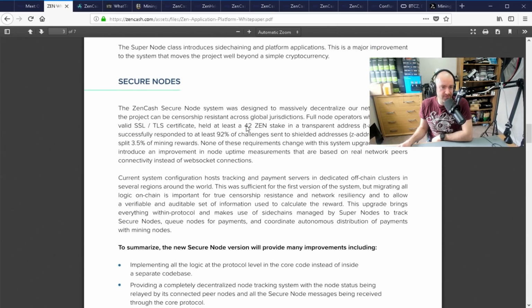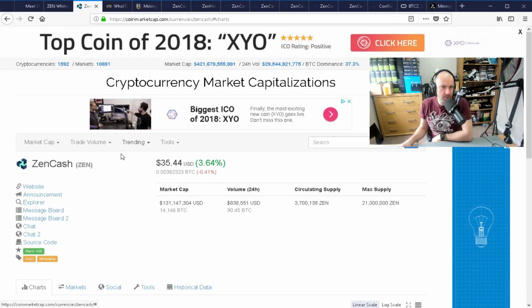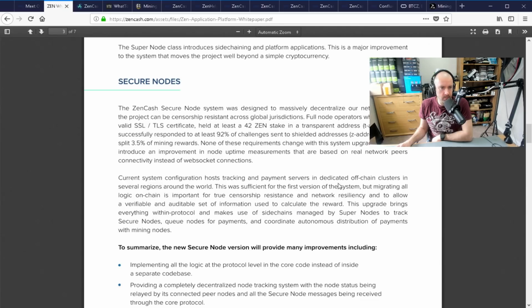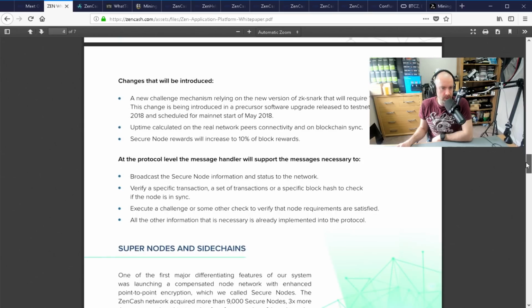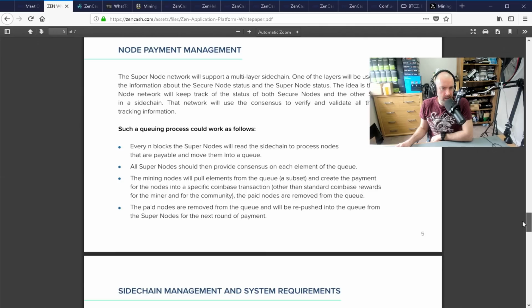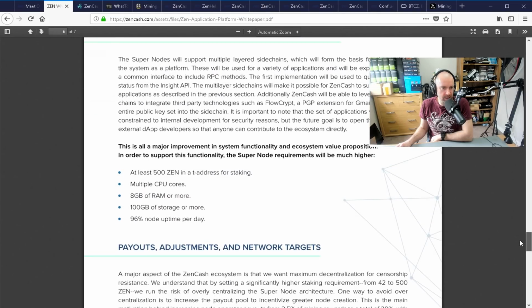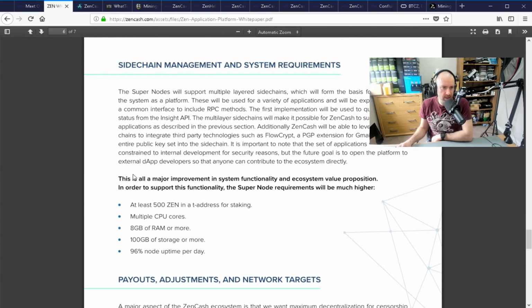So you can see secure nodes, you need 42 Zen, which looking at the current price of ZenCash, it's not a huge amount of money to do that and become a secure node. Something I might look into myself long term. It could be a good thing to do. And a transparent address, and successfully responded to at least 92% of challenges. Right. So there's more information about secure nodes and the super nodes all in this white paper. I won't bore you too much with that, but you can see that you only need 42 for a secure node, but if you want to be a super node, you need 500 Zen.